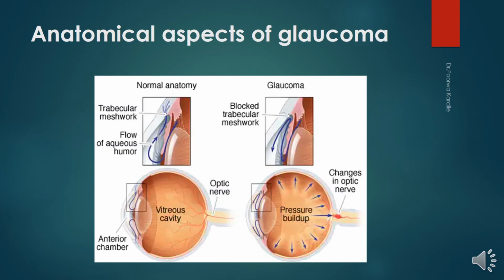Glaucoma is a disease of the eye characterized by raised intraocular pressure. If untreated, it can damage the retina and optic nerve. It is one of the leading causes of blindness. As we all know, the eye is divided into two major compartments. We can see it in the diagram also. A large posterior compartment lies posterior to the lens, and a small anterior compartment lies anterior to the lens.